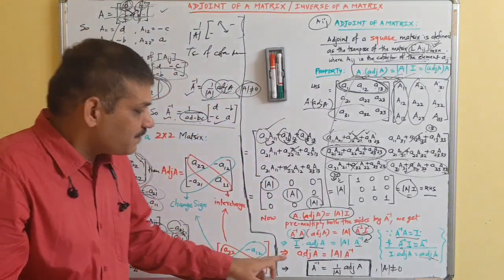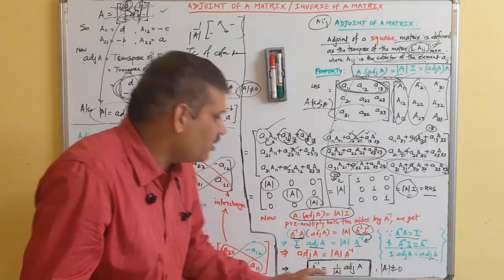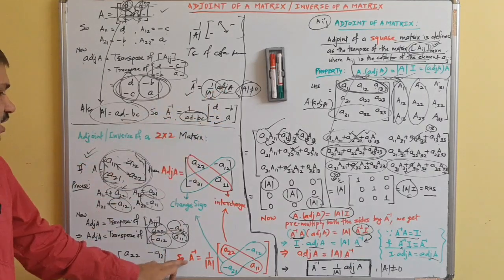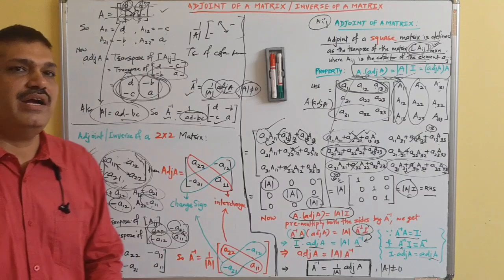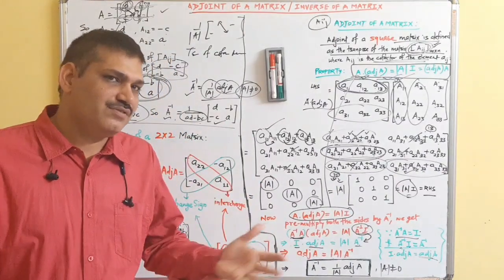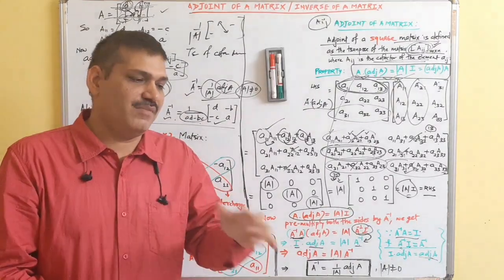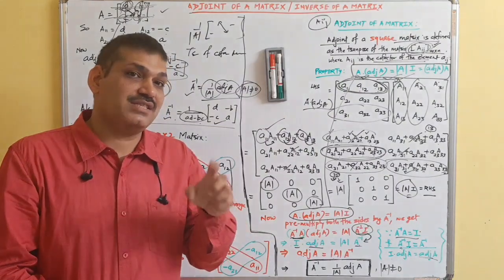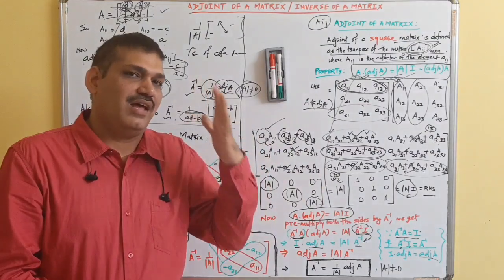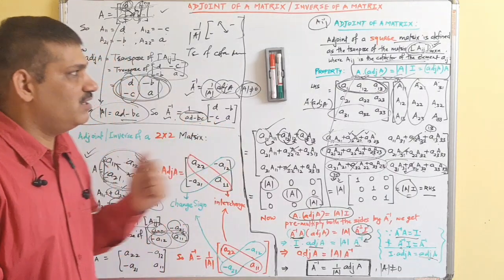So here, on dividing both sides by determinant A, we find A inverse is equal to 1 upon determinant A times adjoint A. And for a 2 by 2 matrix, it is very simple. What we do is just interchange the elements of the leading diagonal, and we change the sign of the elements of the non-leading diagonal. That's how we do it. Now let's talk about the two MCQs given in the exercise.